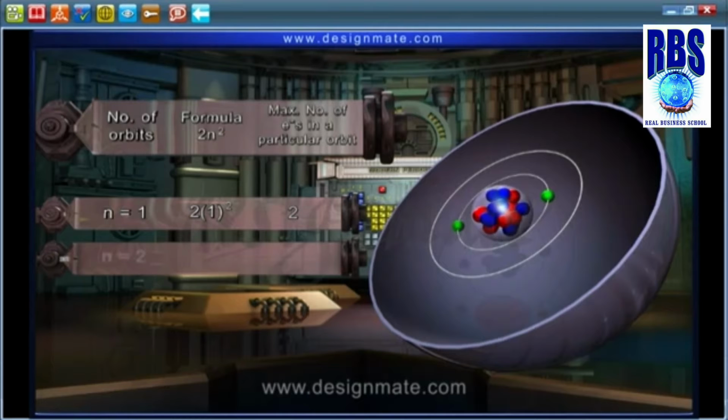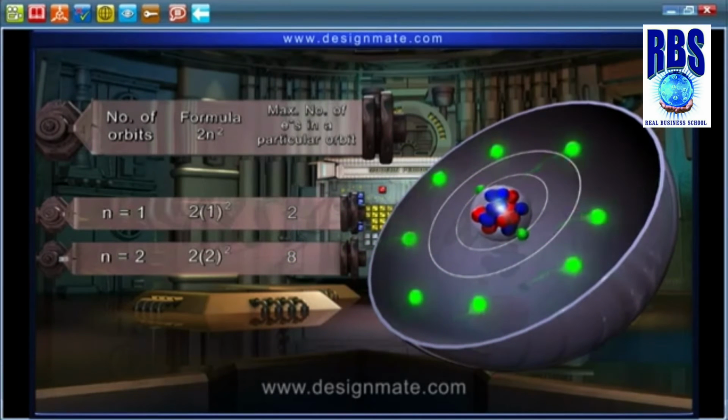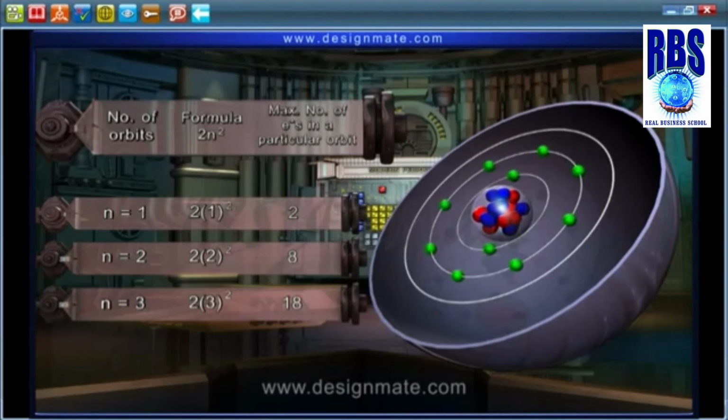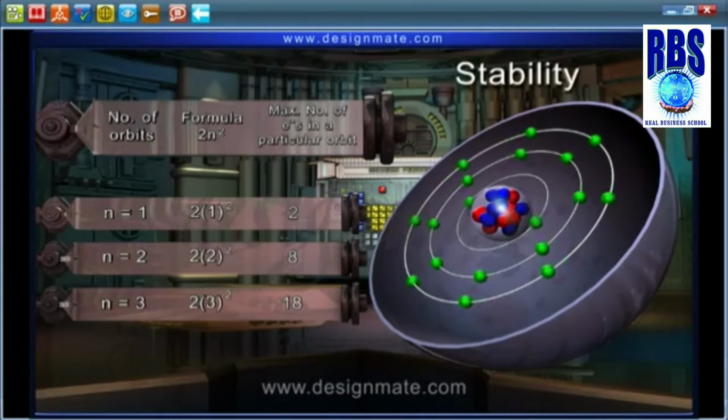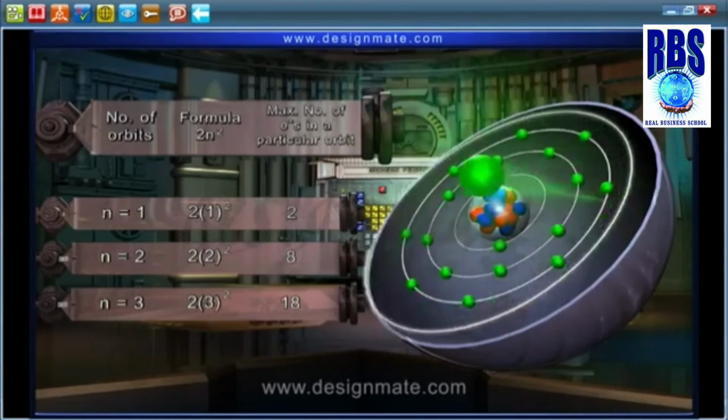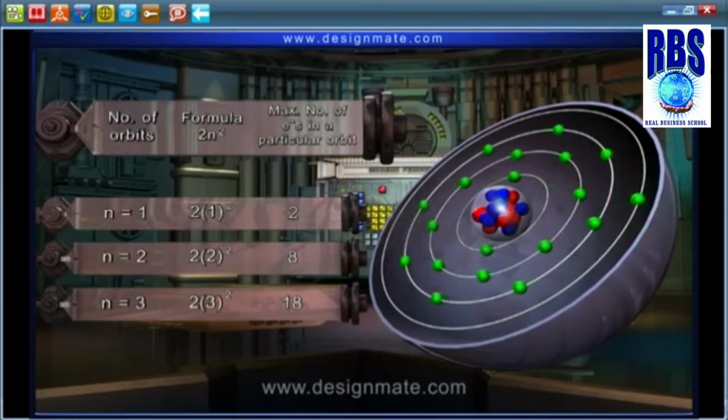Similarly, for the second orbit, n is equal to 2. 2n squared equals 8. Hence, the maximum number of electrons that can be accommodated in the second orbit is 8. Although the third orbit can be occupied by a maximum of 18 electrons, when 8 electrons occupy the third orbit, a certain degree of stability is given to the atom. Hence, the next electron, instead of entering the third orbit, goes into the fourth orbit.